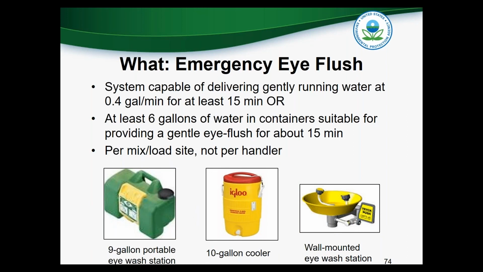It has to be a system that can deliver a gentle flow, like 0.4 gallons for at least 15 minutes, or at least 6 gallons of water that can be used to provide a gentle flow of water for about 15 minutes. And any of these options that you can see there would meet that need. So they can use different approaches if they want to. And again, the eye flush is required at each mixing and loading site. It's not based on per handler. You don't have to have several. You just have to have an emergency eye flush facility.